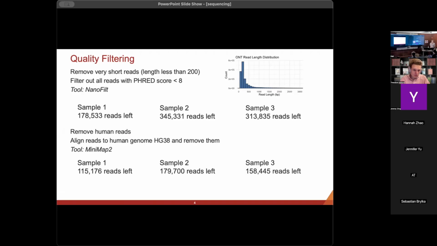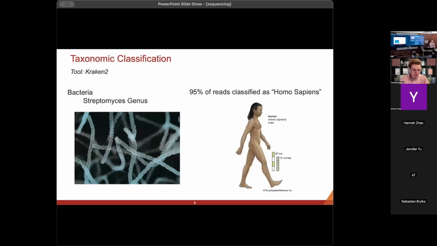And also what I tried to do, because we are analyzing wastewater and we try to detect different microbes, I was not interested in human samples. So I aligned all of my reads to human genome, HG38, and removed all the reads that aligned to human genome. At the end, out of the 3 samples, I was left with over 100,000 reads for each of them. So I could proceed to some taxonomic classification.